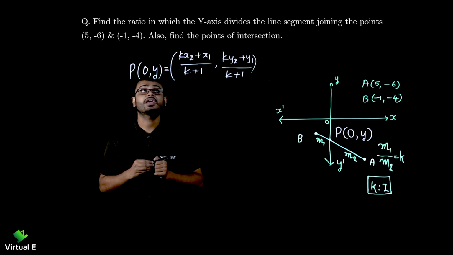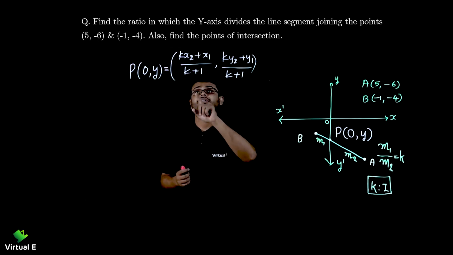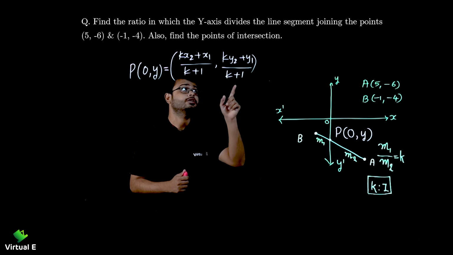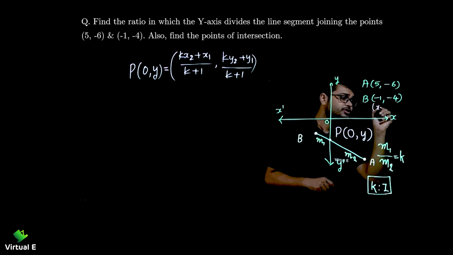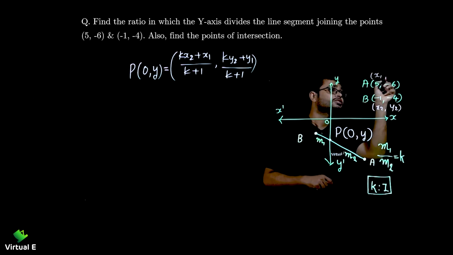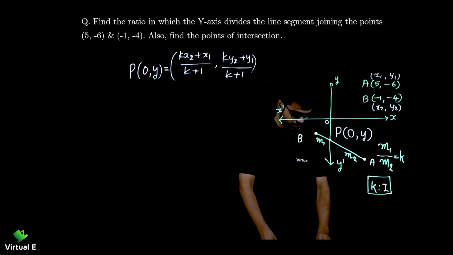We don't know the value of K, we don't know the value of Y, but we know the values of X2 and X1, Y2 and Y1. So let's name them here. This will be my X2 and Y2. This will be my X1 and Y1. So let's substitute the values.